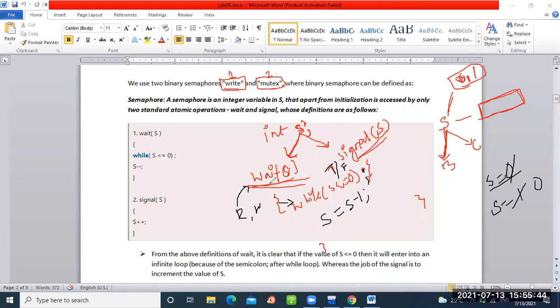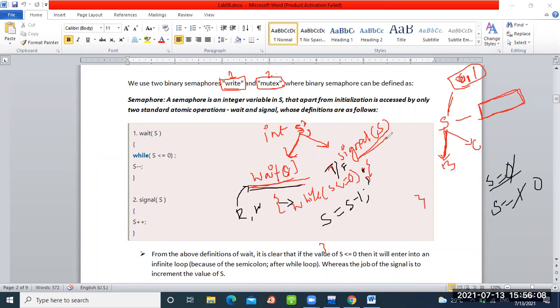Whenever you call wait of s, it will perform these two steps. First of all, it will check the while condition, then it will decrement the value of s. Is it clear now to all of you? Yes, sir.